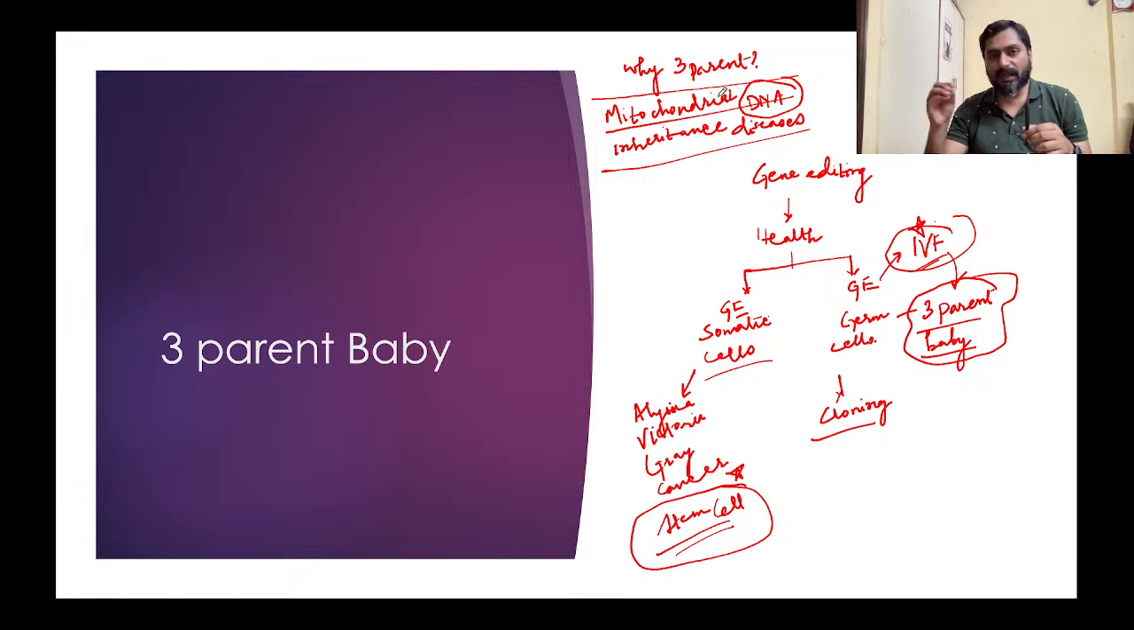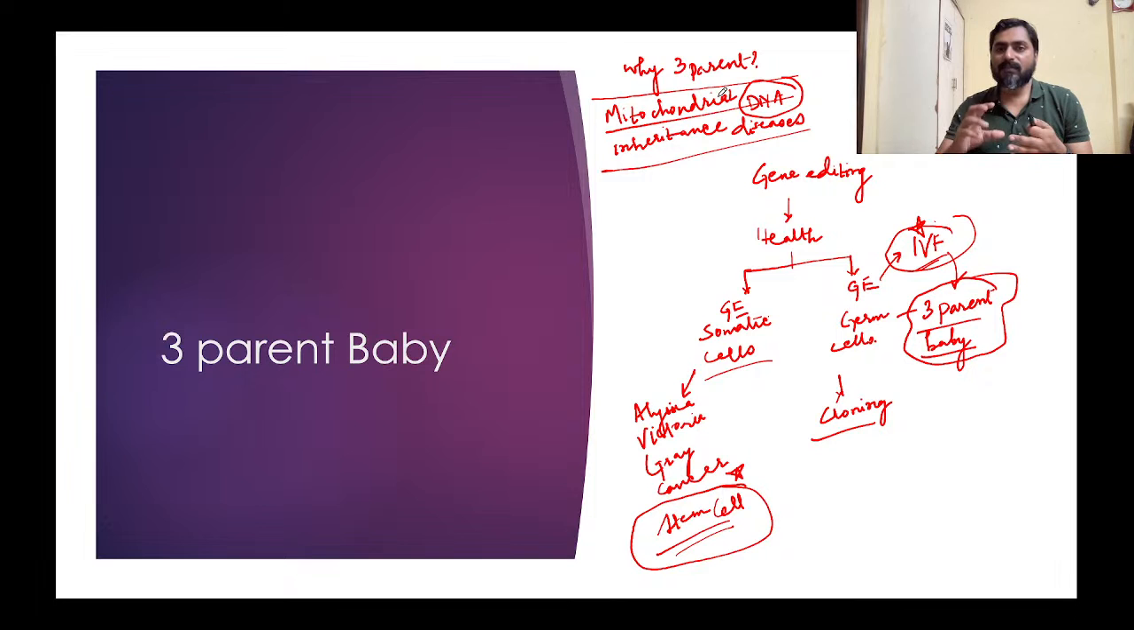So even in your mitochondria there are some DNA present, and this DNA that is present in mitochondria is passed from mother to child. It is not passed from father to child. So mitochondrial DNA inheritance has a particular pattern, that mitochondrial DNA passes only from the mother to the child and it doesn't come from the father side.